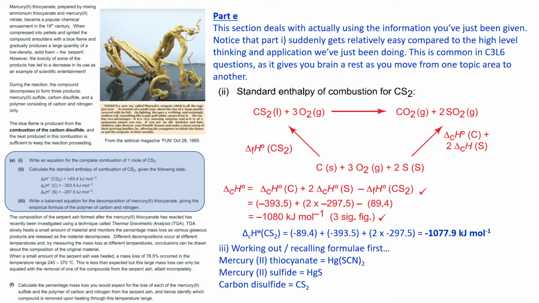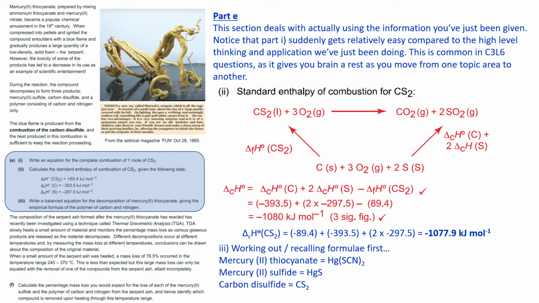Now the next part asks you to write a balanced equation for the decomposition of mercury 2-thiocyanate, giving the empirical formula of the polymer of carbon and nitrogen. Now we don't know what that polymer is yet, but we have been told what mercury thiocyanate is. You can guess it's going to be mercury in the +2 oxidation state because of the little 2 and Roman numerals, and therefore SCN minus is going to be used twice, hence SCN in the brackets with 2 next to it. Now the sulfide ion, similar to the oxide ion because they're both in group 6, is S2 minus, so therefore 1 mercury 2 plus goes with 1 sulfide 2 minus, so HgS, a 1 to 1 mole ratio.